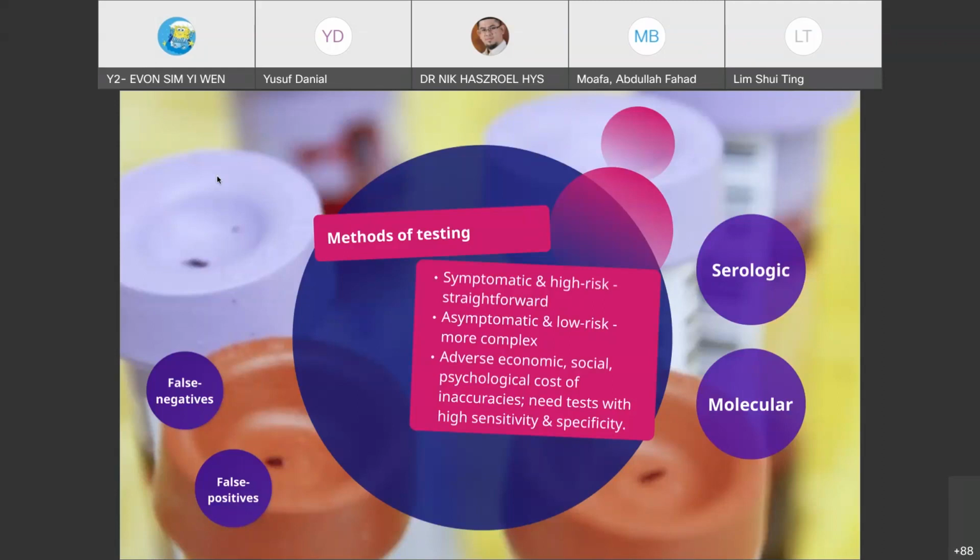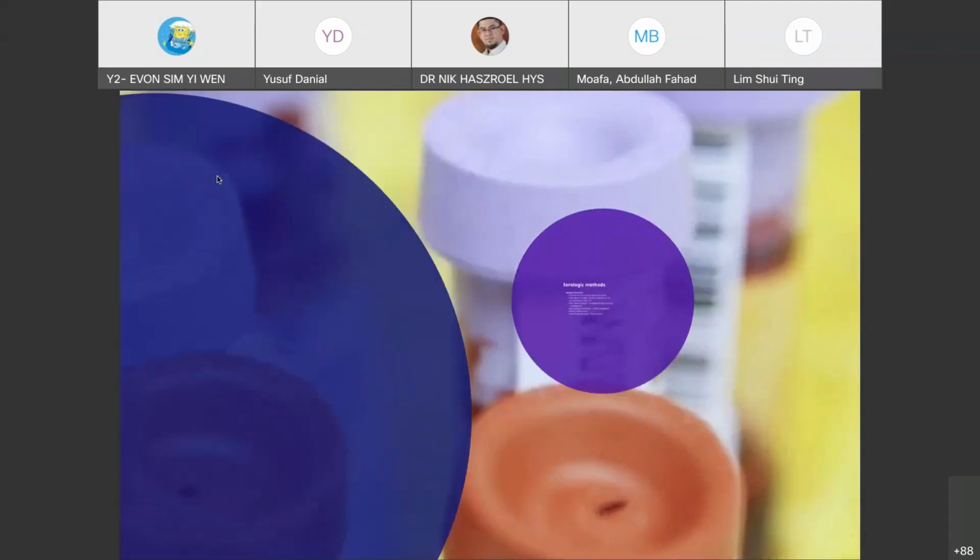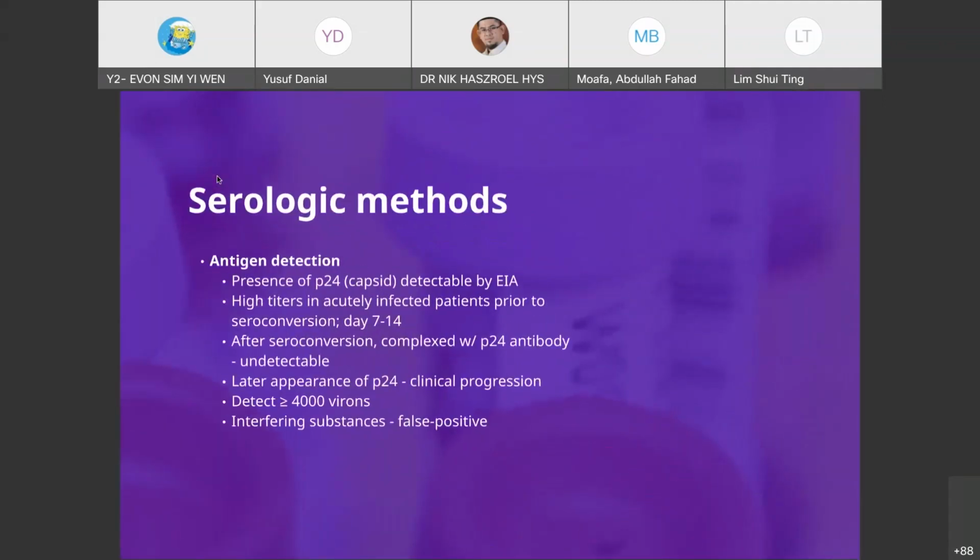So the methods of testing in HIV are actually three: virological methods, serological methods, and molecular methods. Virological methods, which include viral culture, for example, are a little bit clinically insignificant because they're more valued in research purposes. So they're usually used in research. But we have these serologic methods, which are very commonly used.